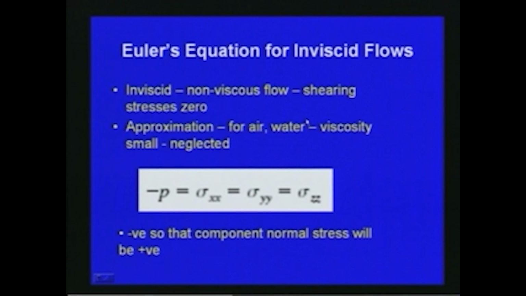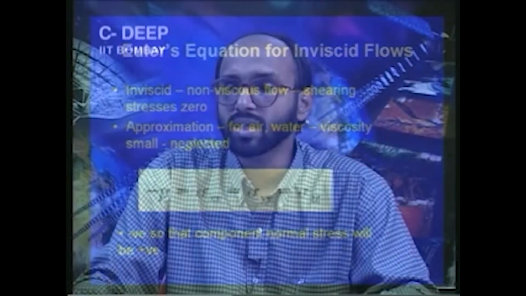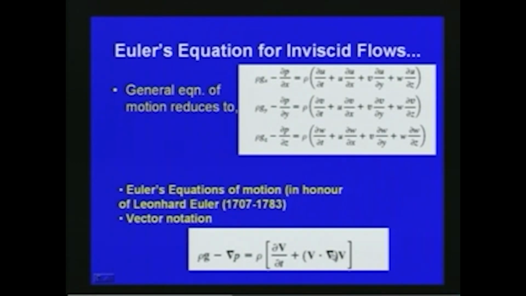So in his honor these equations are named Euler's equation, and the same equation in x, y, z directions, which we have derived now, we can express in vector notation as rho g minus del p is equal to rho into del v by del t plus v dot product del v. This is the vector notation form of Euler's equation, where v is the velocity vector, and g is also the acceleration vector with respect to x, y, z. So the vector notation can be written like this.